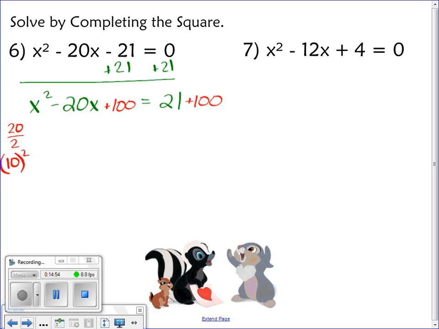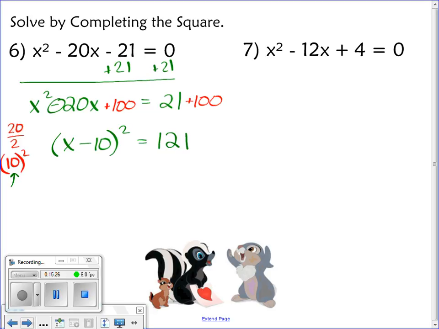All right, so the next step is to factor this. It will factor to something squared. That's the point of this. How does it factor? It would be x minus 10 squared. Oh, I see where he was going. He's a step ahead. What's 21 plus 100? 121. Yeah, he's doing the very next step.